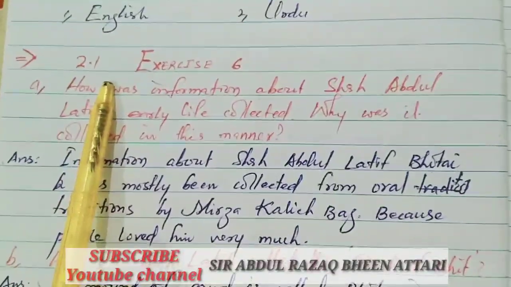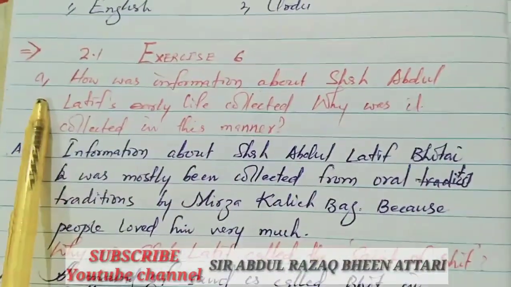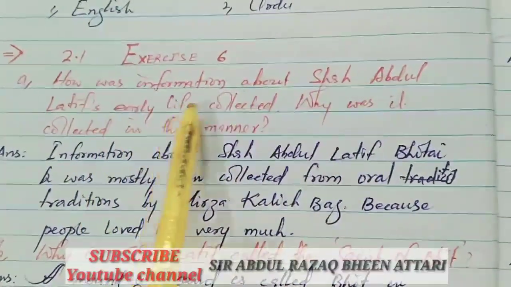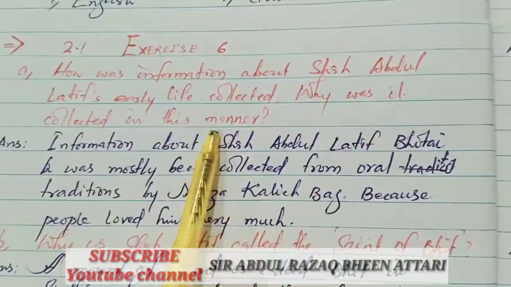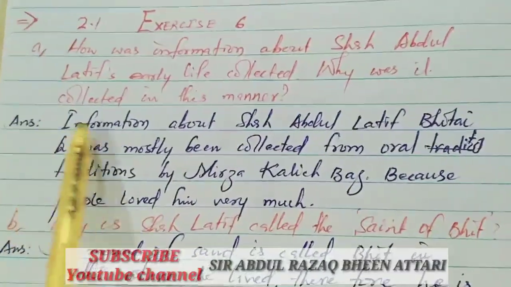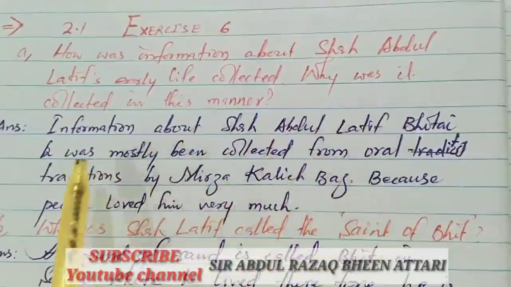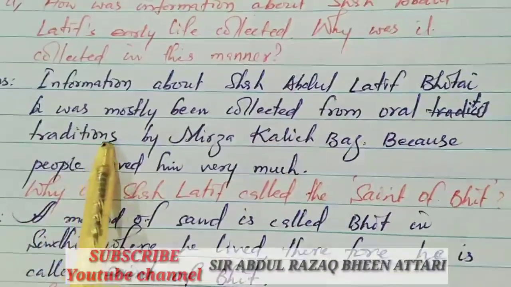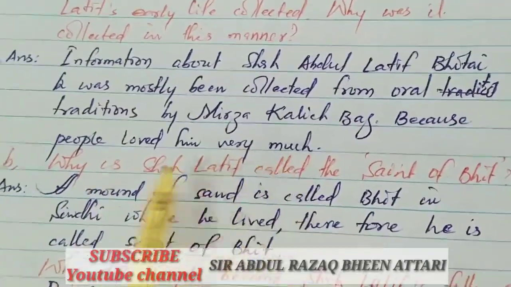2.1 there is an exercise in the textbook. Exercise number 6. A. How was information about Shah Abdul Latif's early life collected? Why was it collected in this manner? Answer. Information about Shah Abdul Latif Bhitai was mostly collected through oral traditions by Mirza Kalich Beg because people loved him very much.